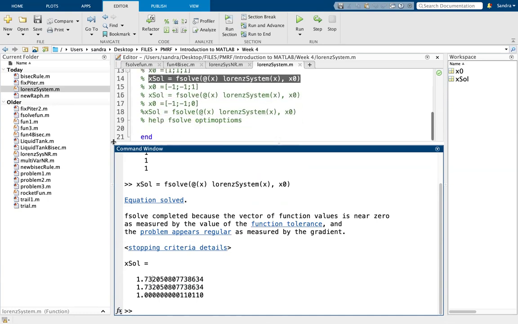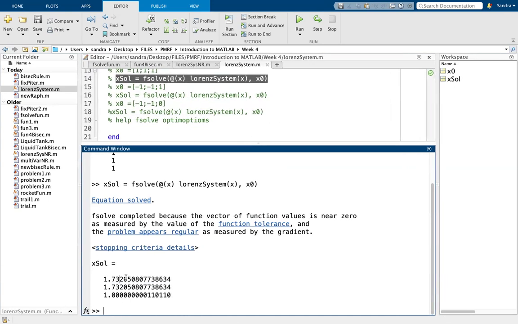The system has three solutions, okay? The three sets of solutions are: 1.732, 1.732, 1. The other solution is minus 1.732, minus 1.732, 1, and the other is zeros.